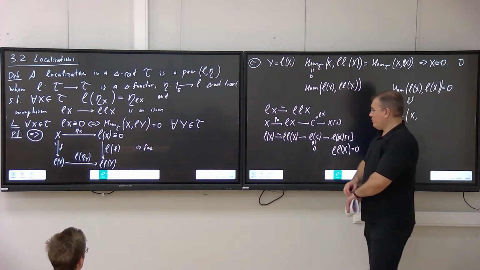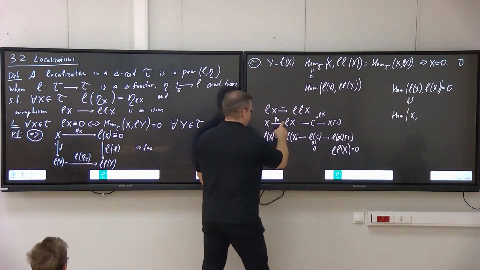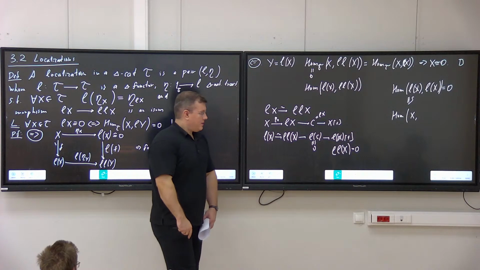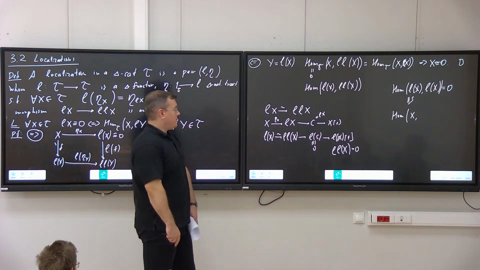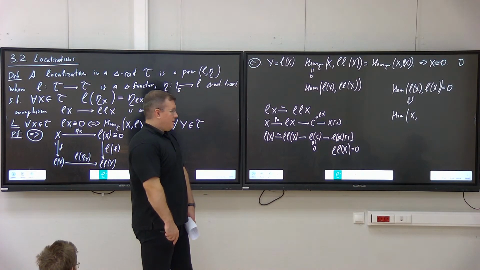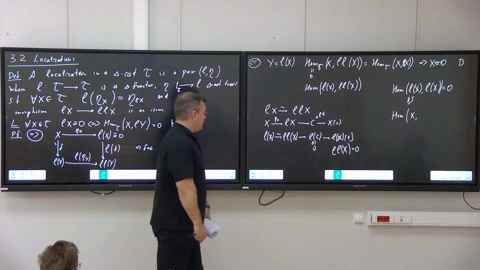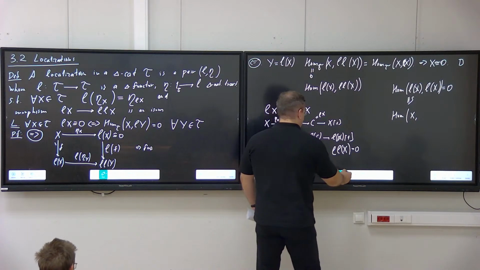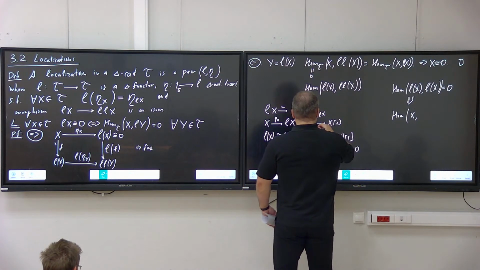Yes, so you're saying that from one hand we know that this map is 0, right? Yes. From the other hand, if you apply function L to the 0 map, you get an isomorphism, and that's only possible if the Lx is 0. Yes. So maybe I just erase this completion to distinguish triangles.